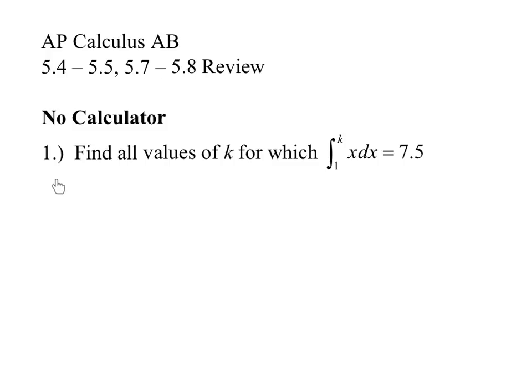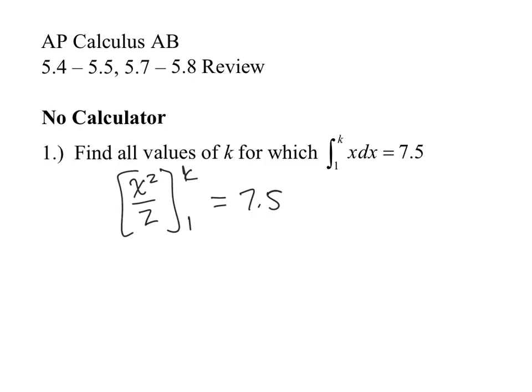So we'll jump right into number 1 that says, find all values of k for which the integral from 1 to k of x dx equals 7.5. So what we're going to do is use our fundamental theorem of calculus. Let's find the antiderivative of x. The antiderivative of x is x squared over 2. And then we're going to evaluate that antiderivative at k and at 1, and then set that equal to 7.5, and that way we'll be able to solve for k.